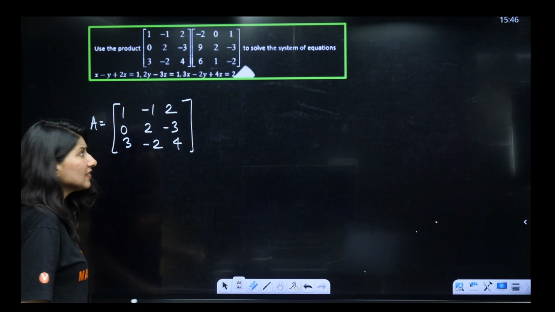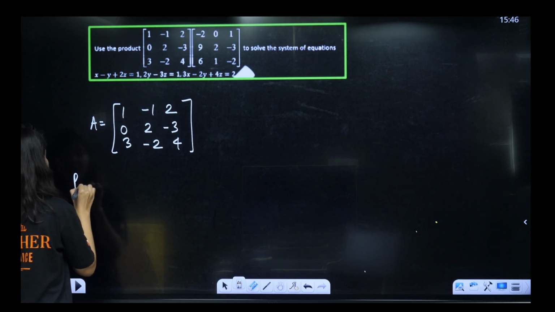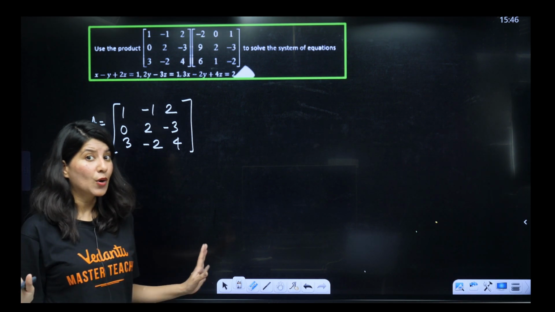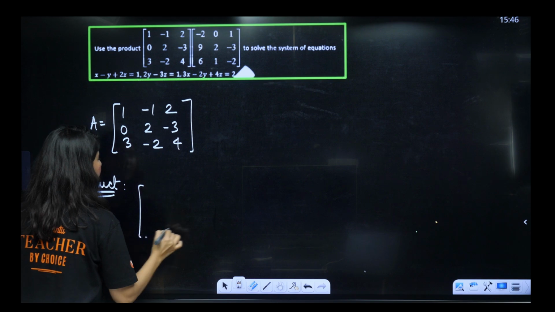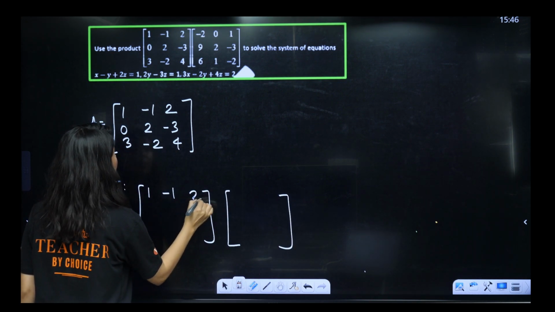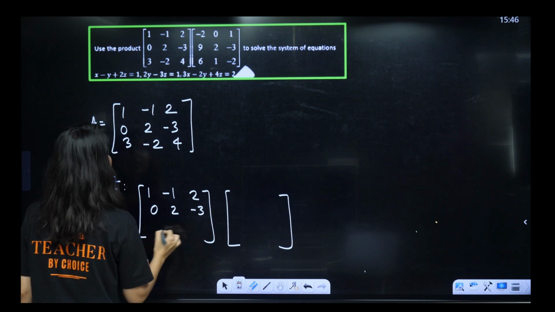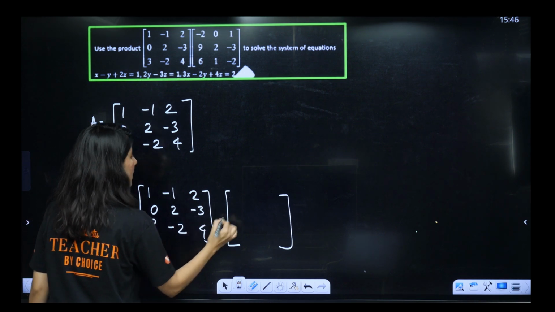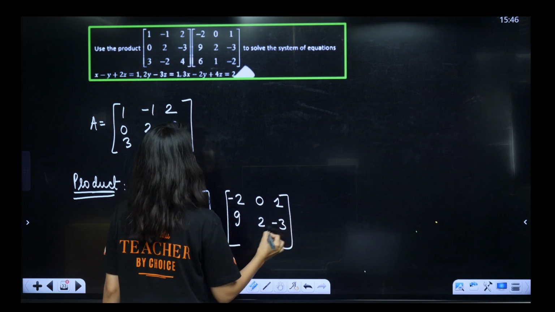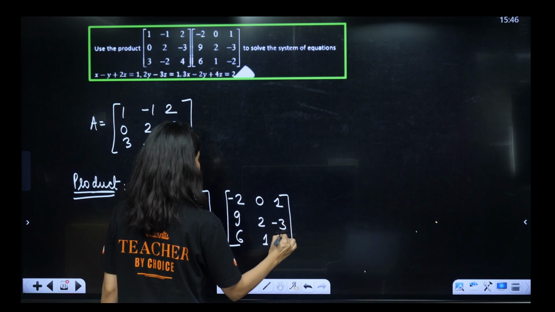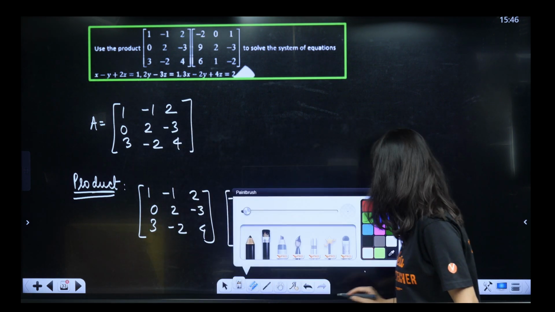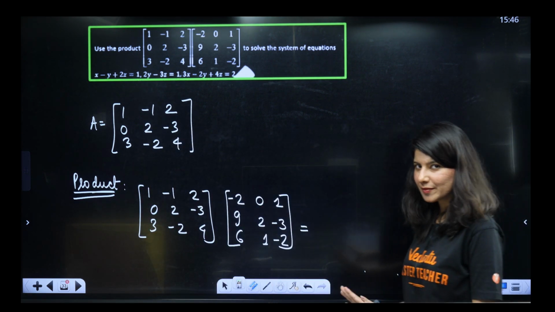Now, the second matrix, now the product which they are giving. Let's talk about the product. You will be surprised at what is going to happen. So yes, this is first and this is second. 1, minus 1, 2, 0, 2, minus 3, 3, minus 2, 4, minus 2, 0, 1, 9, 2, minus 3, 6, 1, minus 2. Multiply, product. I know you guys are not happy about calculating the product, but you have to do it.